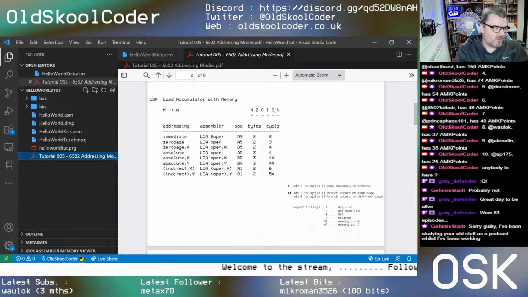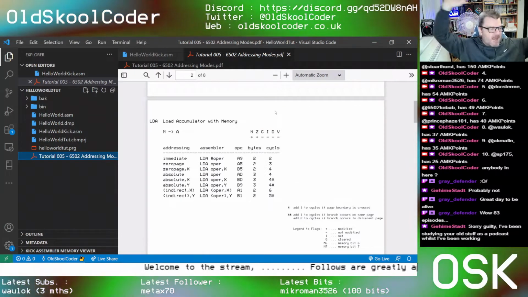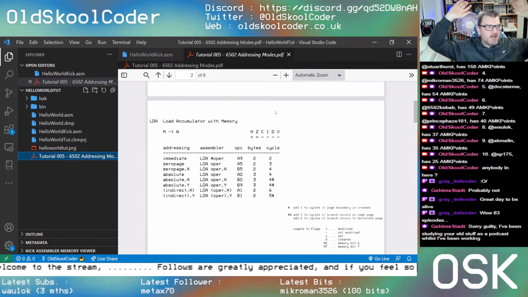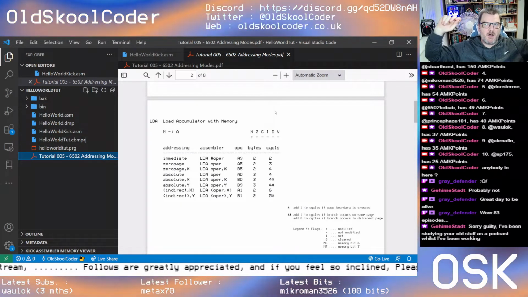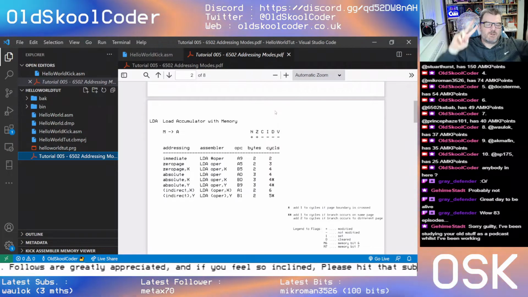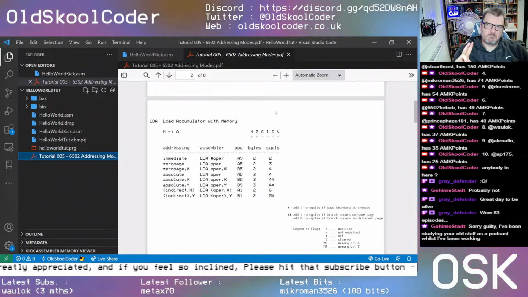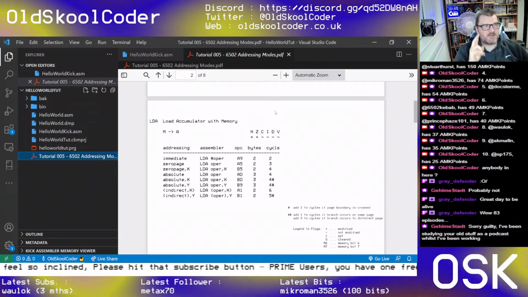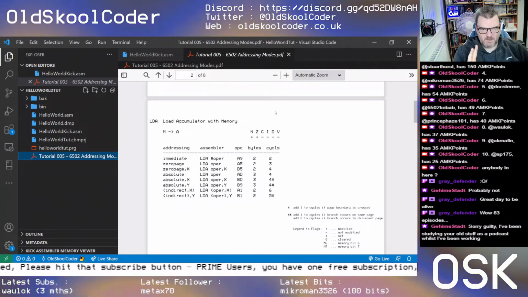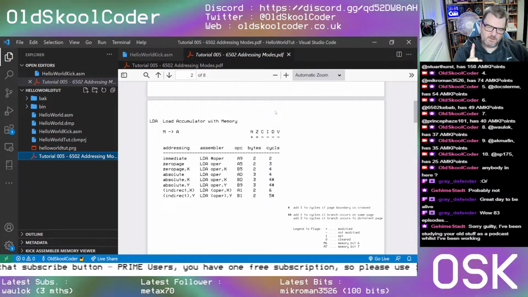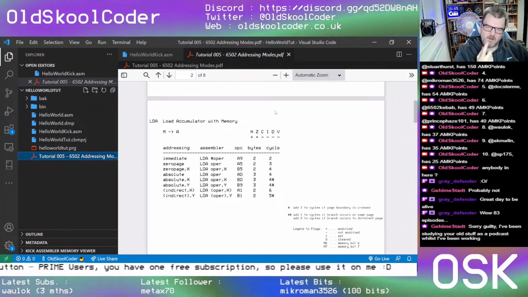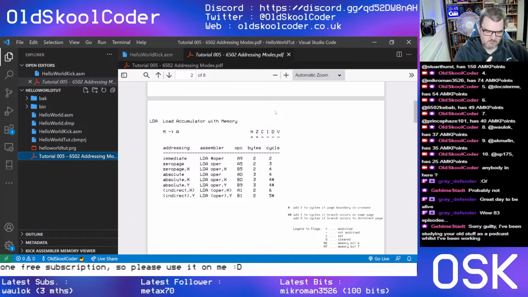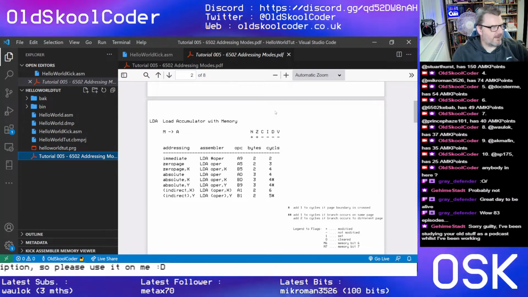So let's start with a typical instruction, LDA. Now the LDA instruction uses near enough every addressing mode bar 2. Yeah, I think it uses every addressing mode bar 2, or maybe 3. No, 2. We'll see when we get there.